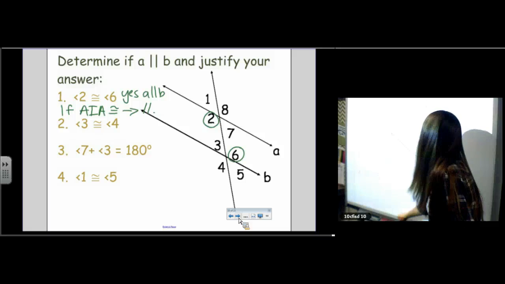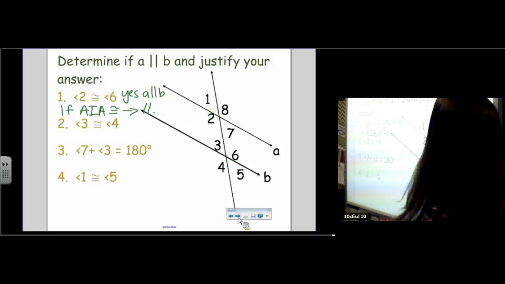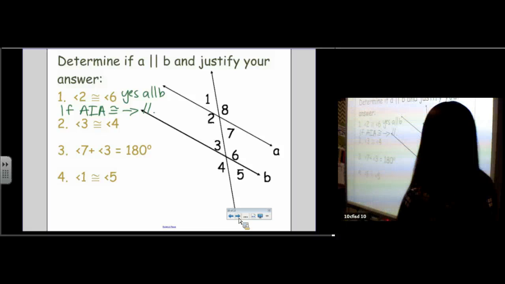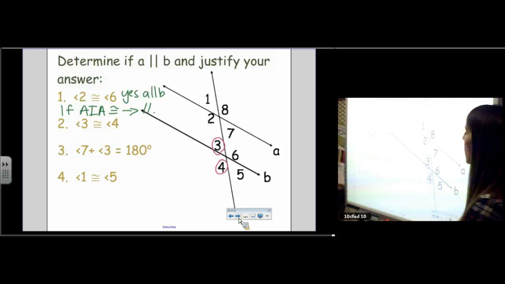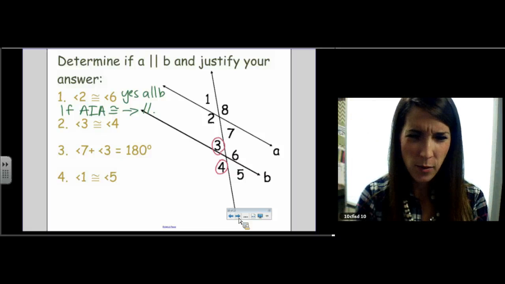Let's do the next one. Let's just keep doing it together. Because we are a team, guys. Angle 3 and angle 4. Angle 3 is congruent to angle 4. What's the vocab word for 3 and 4?